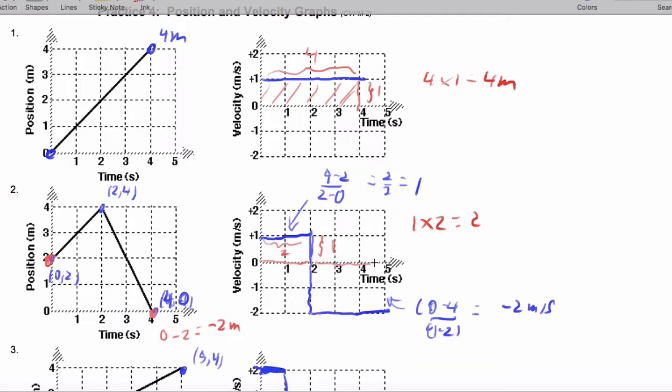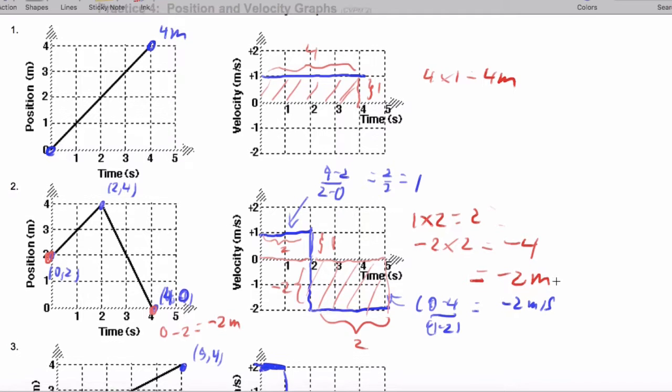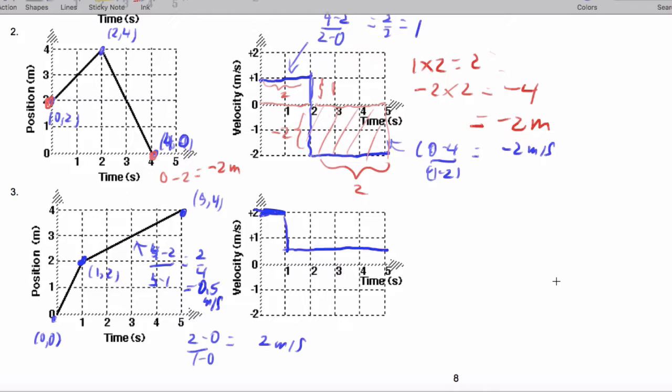But then we have this second rectangle worth of area, and the length is negative 2 and the width is 2. So when I get that area, it ends up being negative 4. And when I add these two areas up, I end up getting a displacement of negative 2. In other words, I ended up 2 meters backwards from where I started.